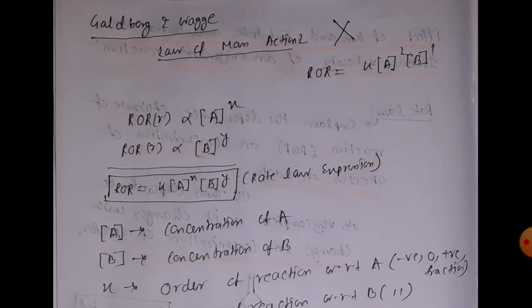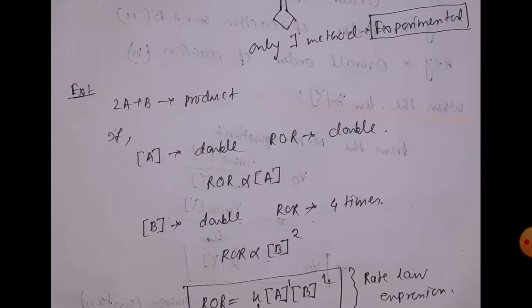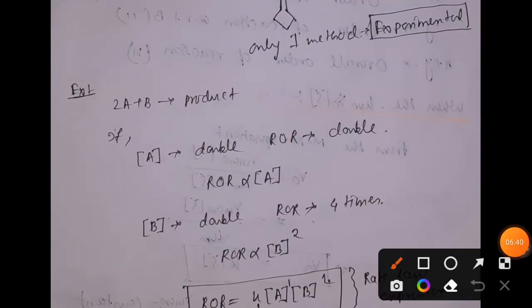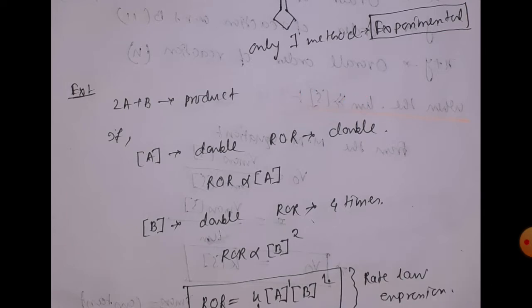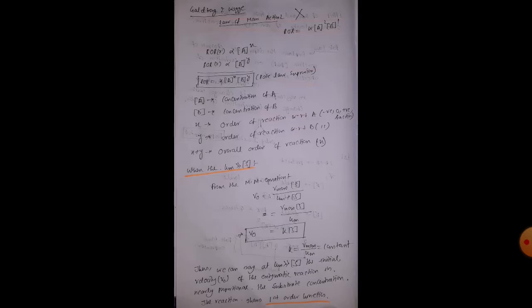That means for determining the order of the reaction we have to rely on experiment. We have to perform experiments to find out the relation between the rate of the reaction and the concentration of the species in the reaction. There is no other way for that.